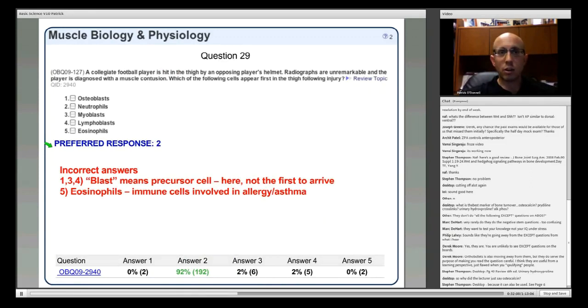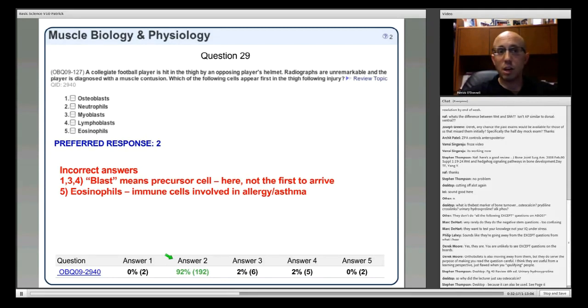Back to the question. 29. A collegiate football player is hit in the thigh by an opposing player's helmet. Radiographs are unremarkable and the player is diagnosed with a muscle contusion. Which of the following cells appear first in the thigh following injury? 92% of you guys got this correct.